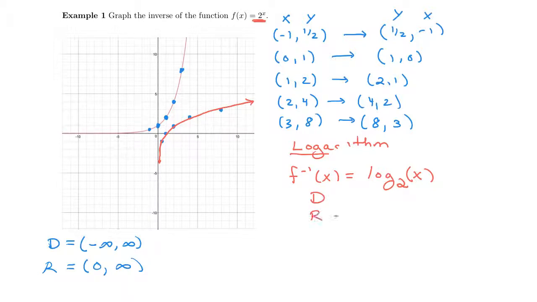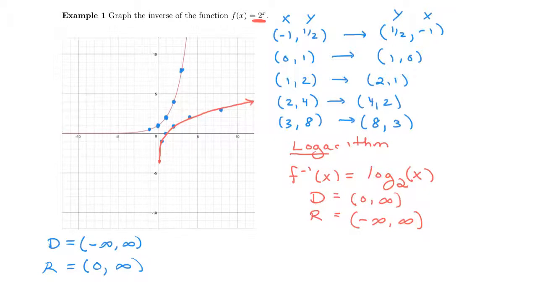Maybe just a little bit more about it. I know what the domain and range has to be by looking at my graph, but it's also these two things flipped around. So that is, I know the domain is going to be from 0 to infinity, and the range is going to be from -infinity to +infinity. I can see that both from the graph itself and the fact that it has to be the opposite for my original function 2 to the x. So here it is, log base 2 of x.